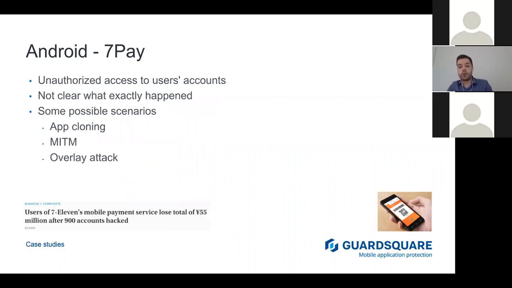Another example, also on Android, is the 7Pay app. So 7Pay got hacked. At the moment, it is not really clear what exactly happened, but a lot of people lost a lot of money using that app. Some scenarios that could have taken place: maybe a clone of the application got distributed, and that clone was used to harvest credentials of these particular 900 users. Another option is that people performed a man-in-the-middle attack. Doing that, they could sniff the credentials of the users while they were logging in on unsecure networks, for example. A third option is an overlay attack, which can be used to sniff the data that the user enters on the keyboard while logging in, and then again hijacking the accounts.